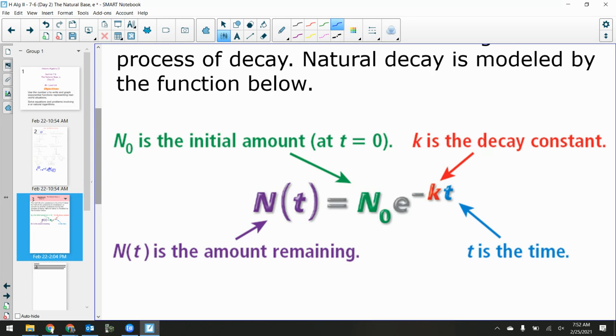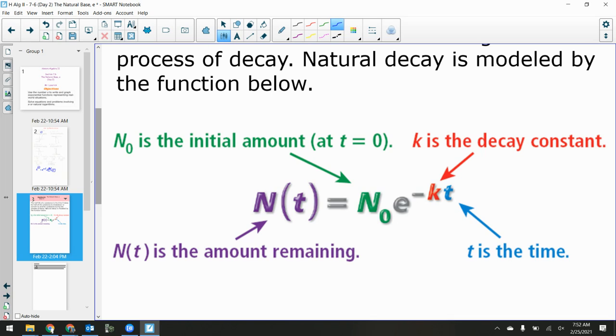Our initial amount times e, our natural base, to the negative k times t. Now, k is a decay constant, and it's going to be unique to each substance. We'll have to calculate what that is. And then t is the time. Time could be in years, minutes, hours, or days. It all depends on the half-life. Whatever the half-life is given in, that's the time unit.